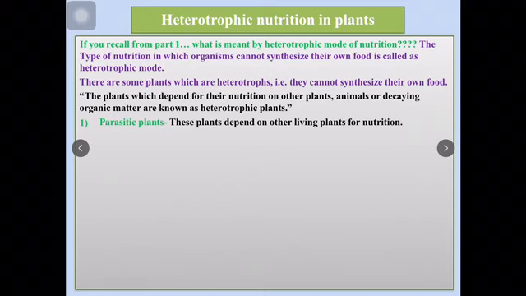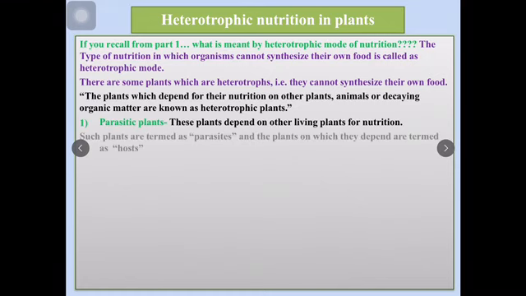So parasitic means it is a plant or it is an animal which will depend on other organism, but it will also make it diseased. Such plants are termed as parasites, and the plants on which they depend are termed as host. So if a plant is growing on another plant, the plant which is taking nutrition is parasite, and the plant which is giving nutrition is termed as host.